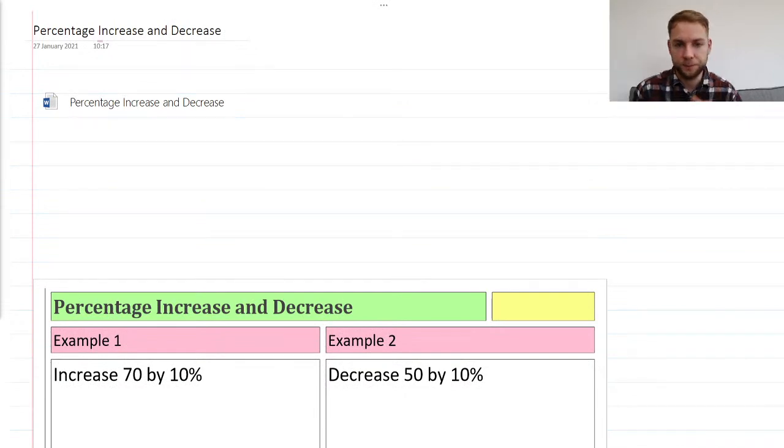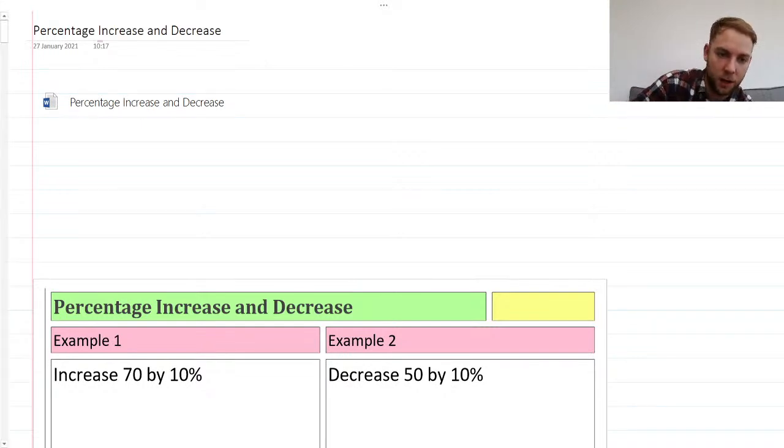So new little side title, which is percentage increase and decrease. We'll write a little sentence just so we know.